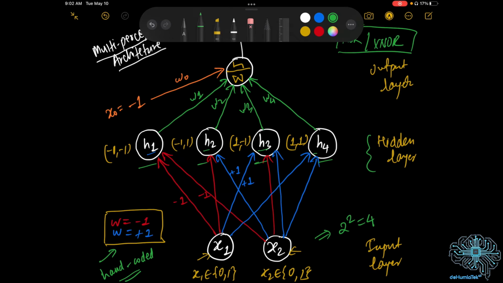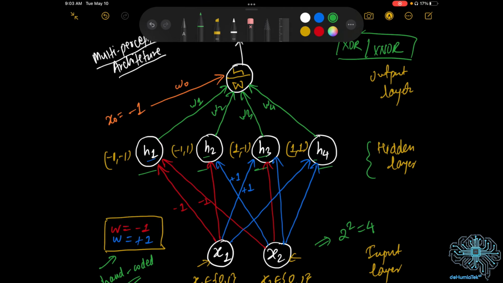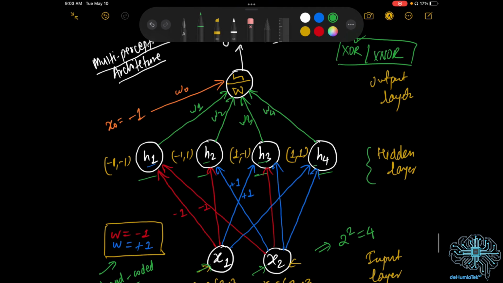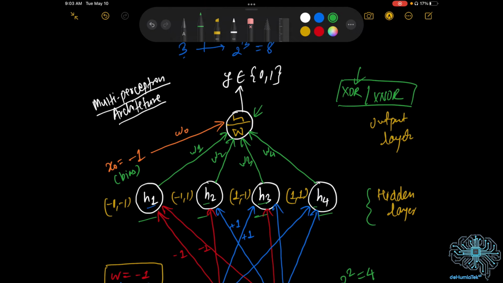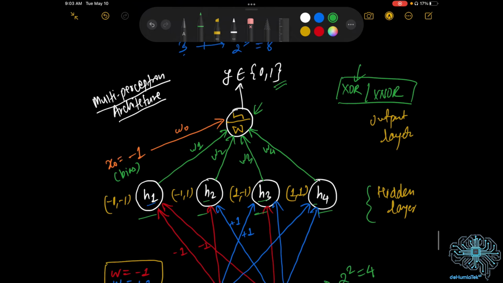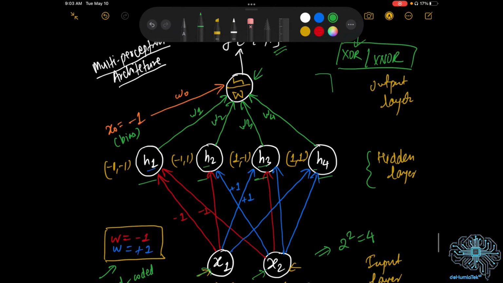Now the features which are being learned are for the output layer. This X1 and X2 won't be the input. Now these 4 perceptrons would be the inputs for this output layer. And there is one more line which is indicating the bias. So this is the bias, and finally we'll be getting 0 or 1.